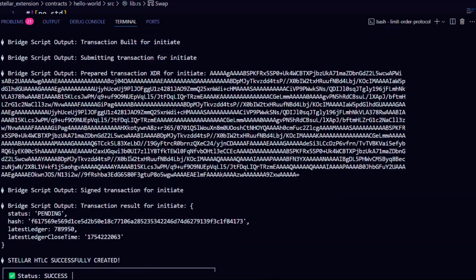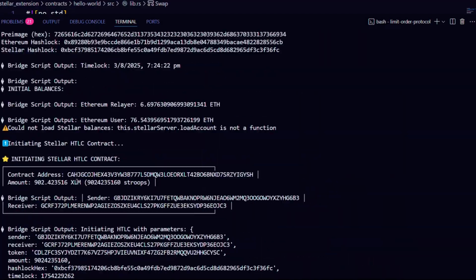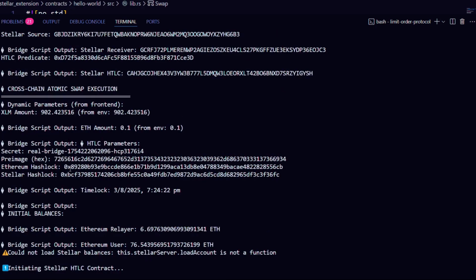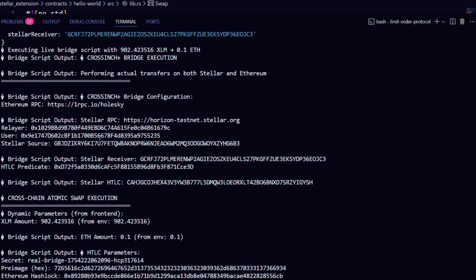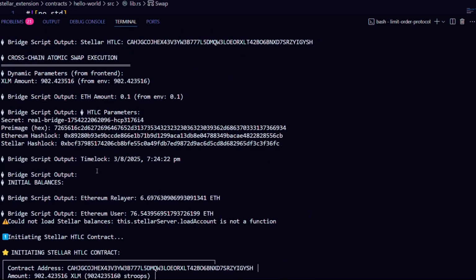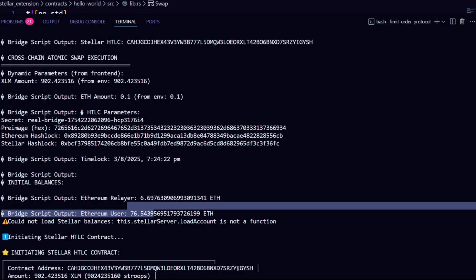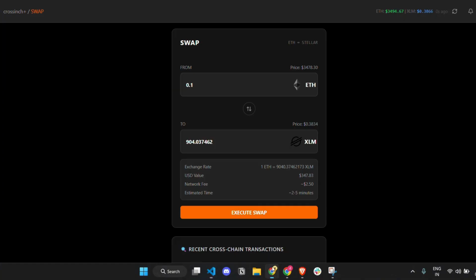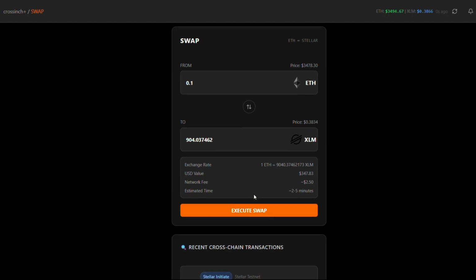Now, let's look at the balance at the start, which is $6.69 and 76.5, which means the transfer has definitely taken place. Now let's look at the interface.